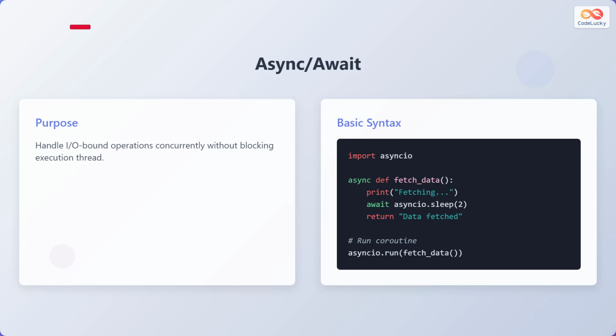Instead of blocking, async functions can yield control back to the event loop, allowing other tasks to run. To run an async function, you typically use asyncio.run. This approach can significantly improve the performance of applications that perform many input-output operations by allowing multiple operations to run concurrently rather than sequentially.